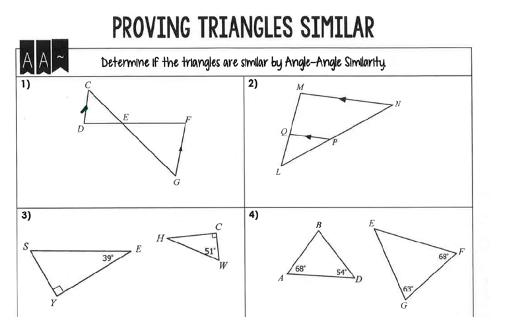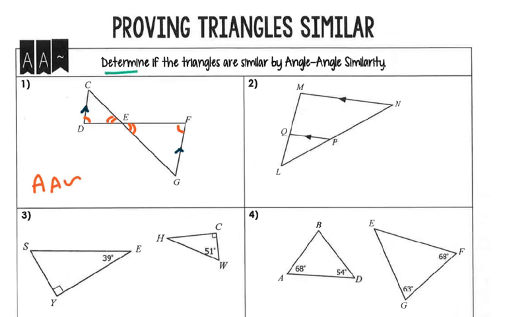Now, look closely. There are arrows on these sides. That means that those sides are parallel. If two lines or two segments are parallel, then we can say that alternate interior angles are congruent. So there's one set of angles that are congruent. And let's look closely here. We have vertical angles. Those are congruent. So now we can say these two triangles are similar by angle-angle similarity.